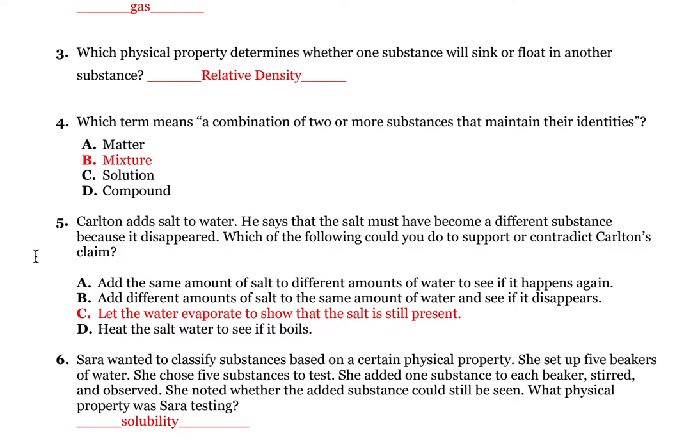Number 5, Carlton adds salt to water. He says that the salt must have become a different substance because it disappeared. Which of the following could you do to support or contradict Carlton's claim? A, add the same amount of salt to different amounts of water to see if that happens again. B, add different amounts of salt to the same amount of water and see if it disappears. C, let the water evaporate to show that the salt is still present. Or D, heat the salt water to see if it boils. The correct answer is C, let the water evaporate to show that the salt is still present.